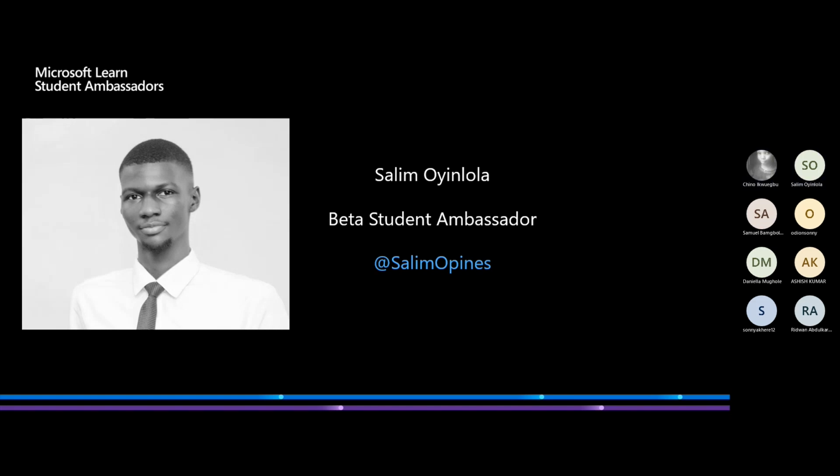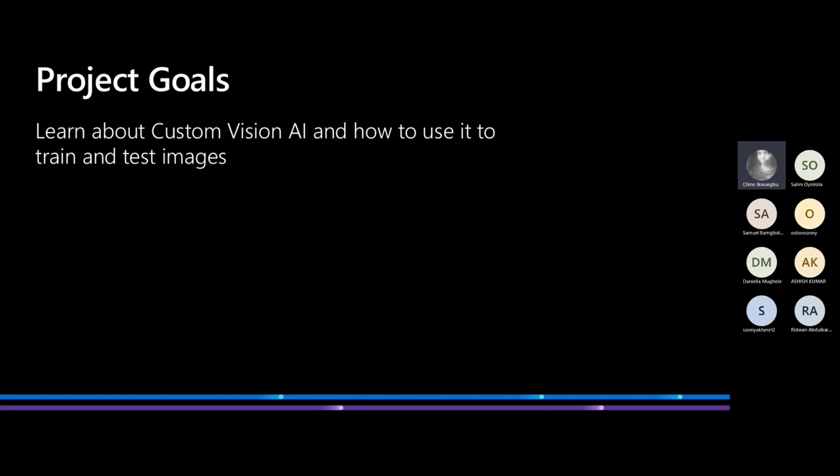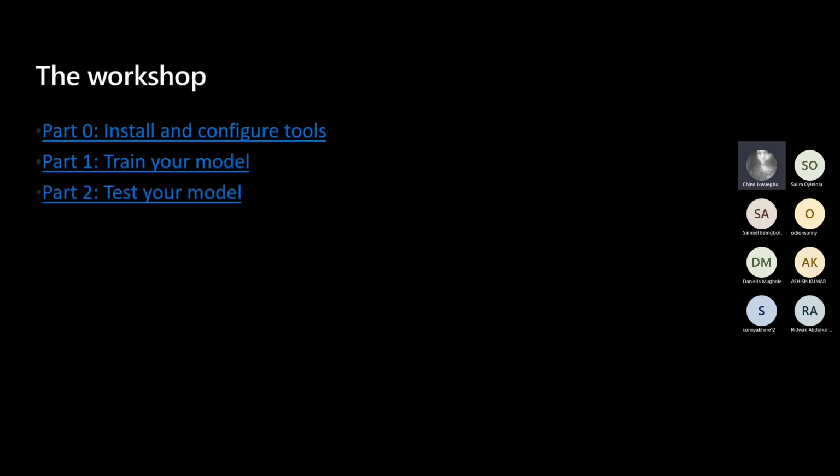Thank you. So our goal for today is to learn about custom vision AI and how to use it to train and test images. Our workshop has three parts: 0, 1, and 2, which are install and configure tools, train your model, and test your model. That will be taken by Salim.